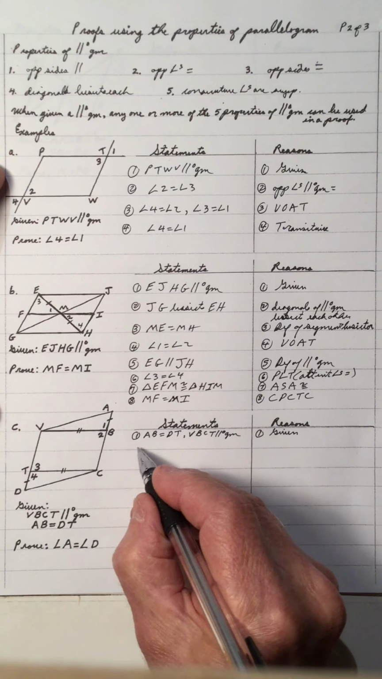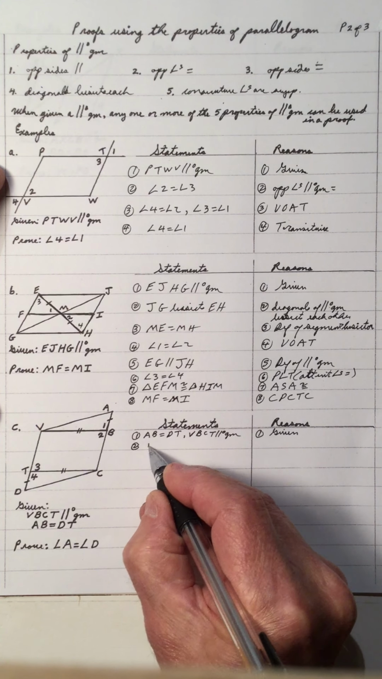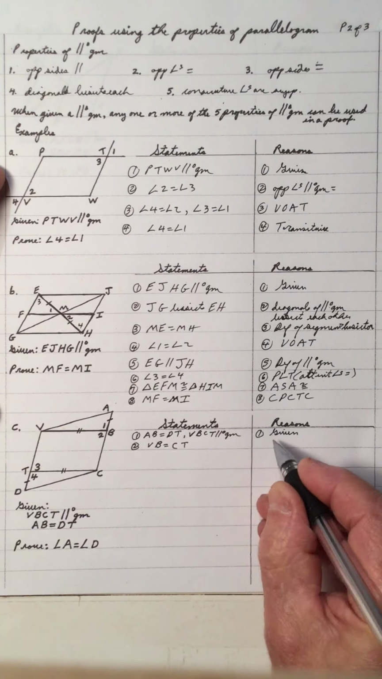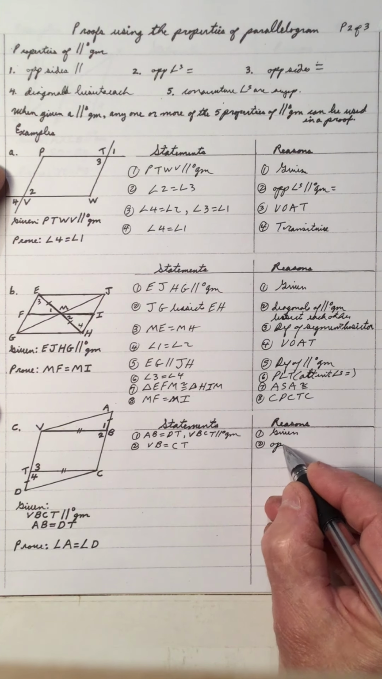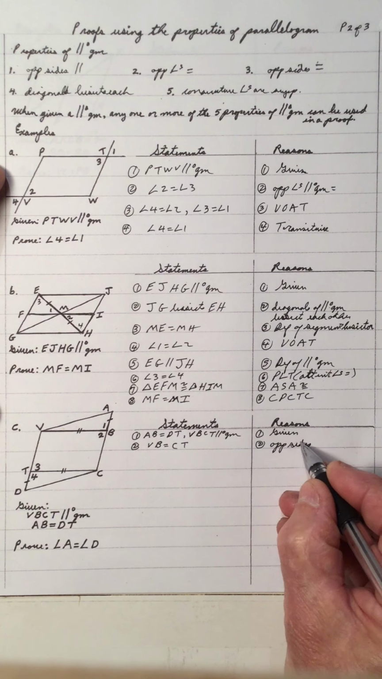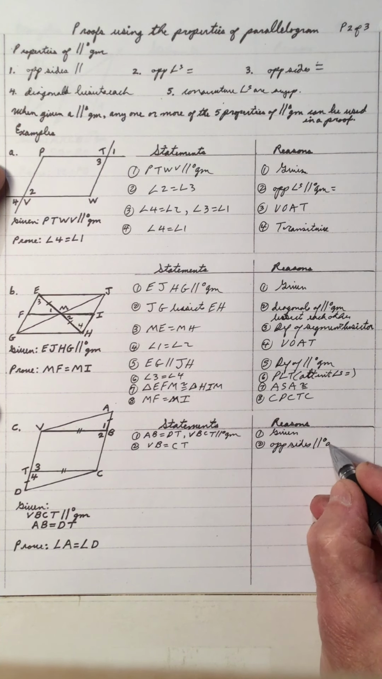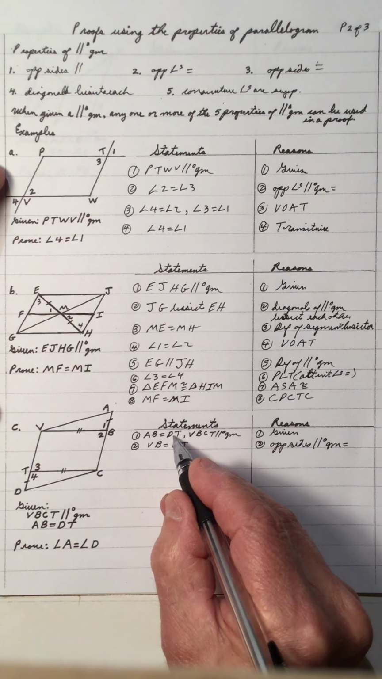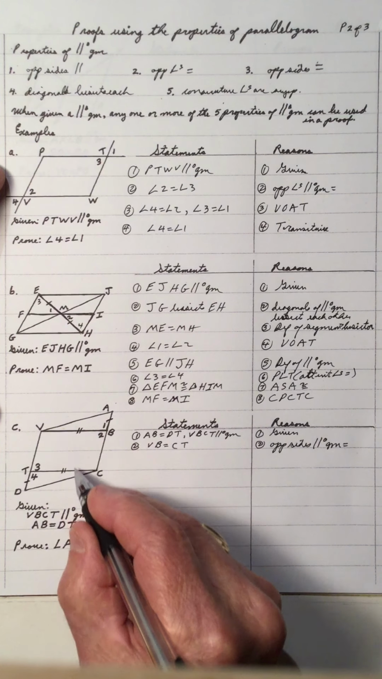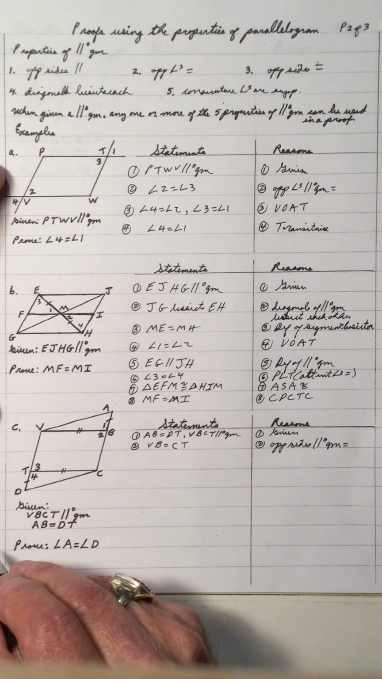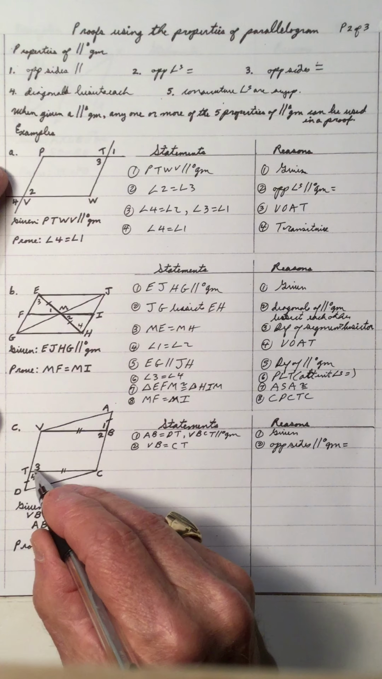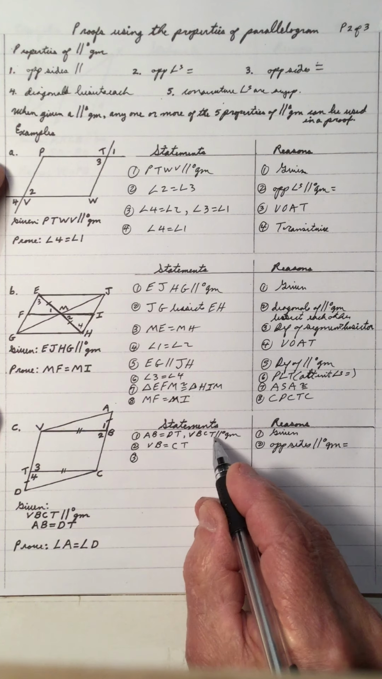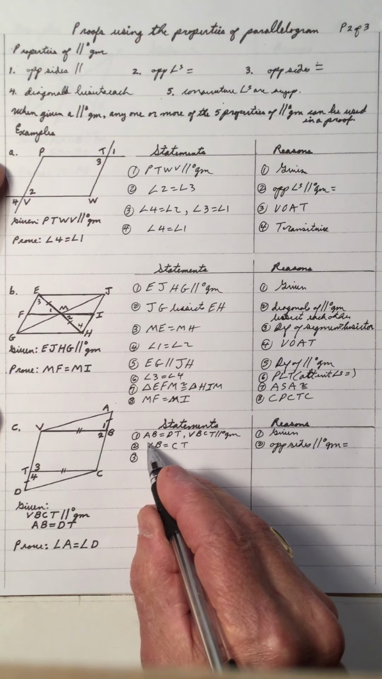Because I have a parallelogram, that means that VB equals CT. That's opposite sides of a parallelogram are equal. So I have those two right here, and these two right here. There they are. And I need the angle 1 equals angle 4. So let's go. We got a parallelogram. Okay, we got that done.